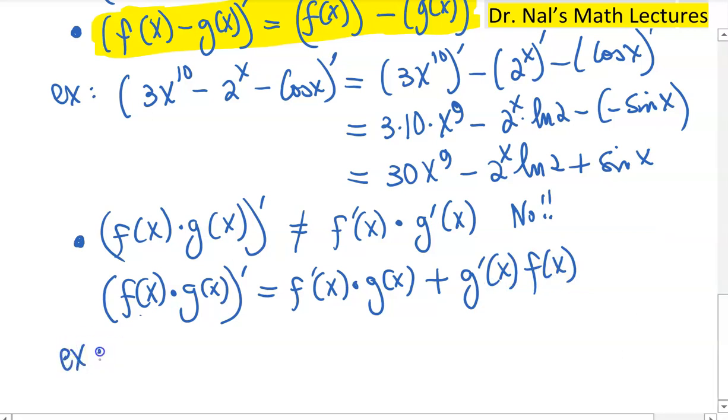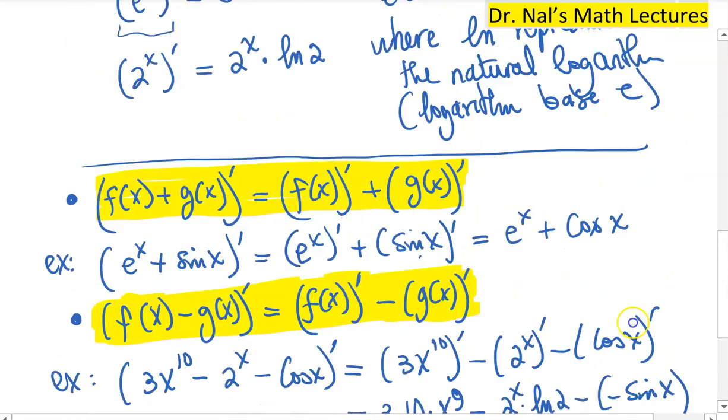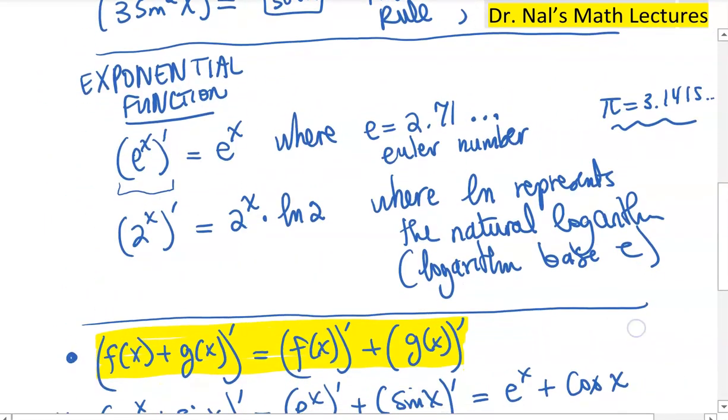Let me go ahead and again provide an example. Suppose that we want to find the derivative of e to the x times, why not, ln x. So this is a product. Well, actually, I don't think I mentioned ln x. I should have when I was talking about the exponential function. So let me go ahead and insert it over here.